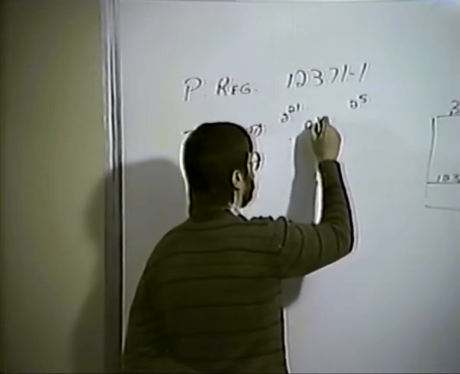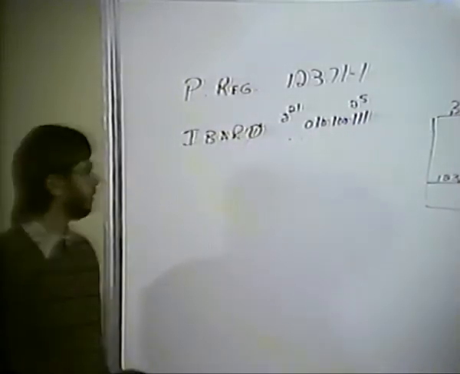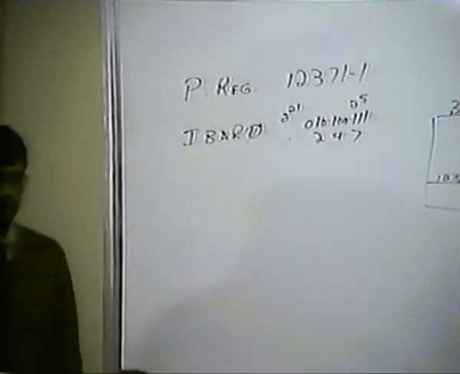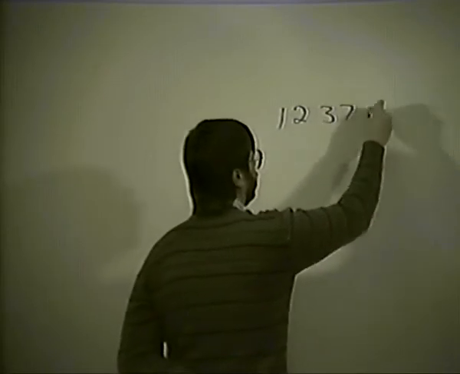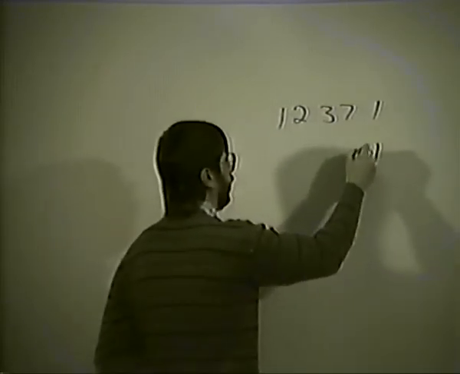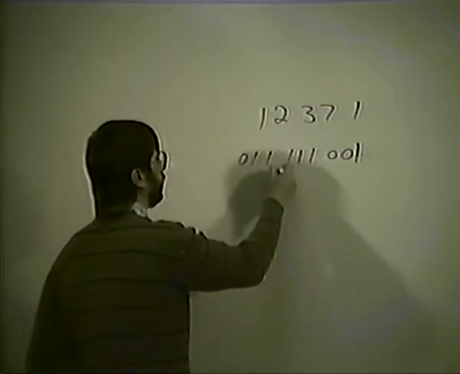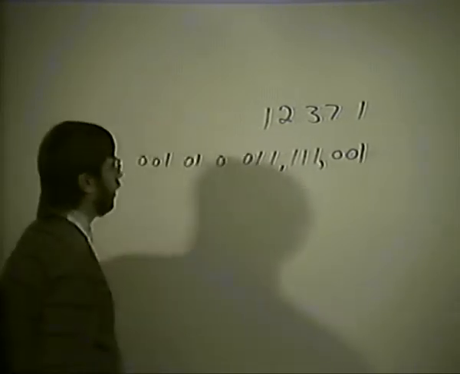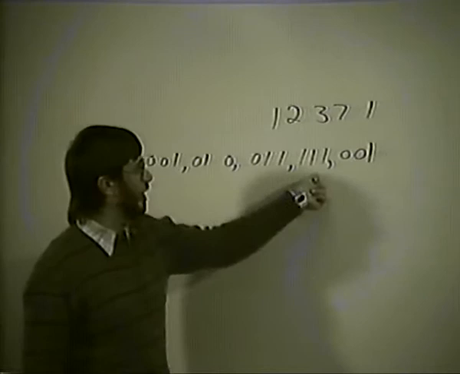247. Right? But that's in binary. Does everybody agree with that? A 247? What we do is we take this P register address, and I'll write it down in binary here. All right, so here's our 1, 2, oh, I got a couple extra spaces in here. 1, 2, 3, 7, 1.